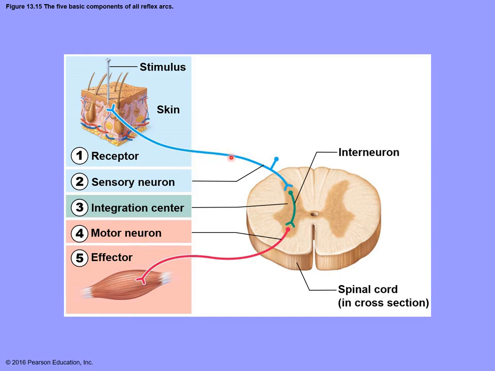The sensory neuron ends up in the spinal cord, where there's the integration center. Okay, we're detecting pain. We need to do something and move your hand. Motor neuron down, it stimulates the effector, which in this case is going to be a skeletal muscle, contract so you move. That's the peripheral nervous system.